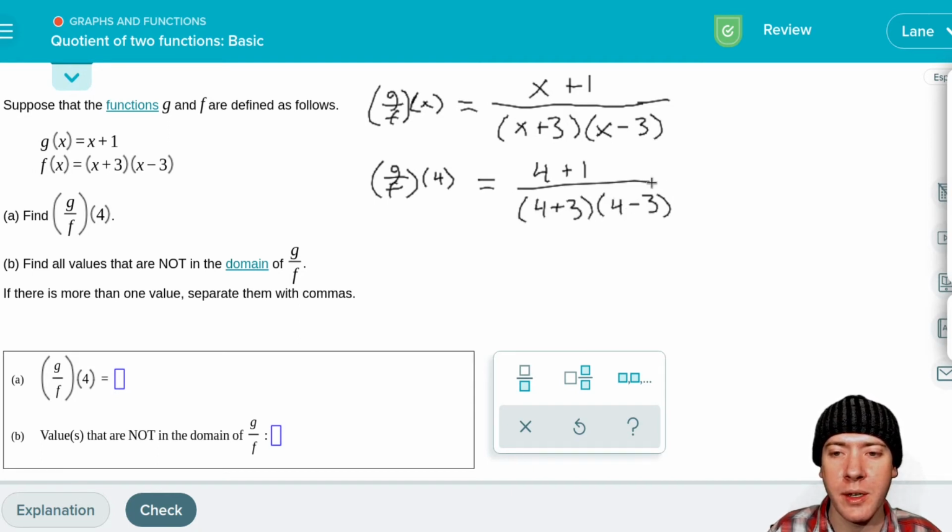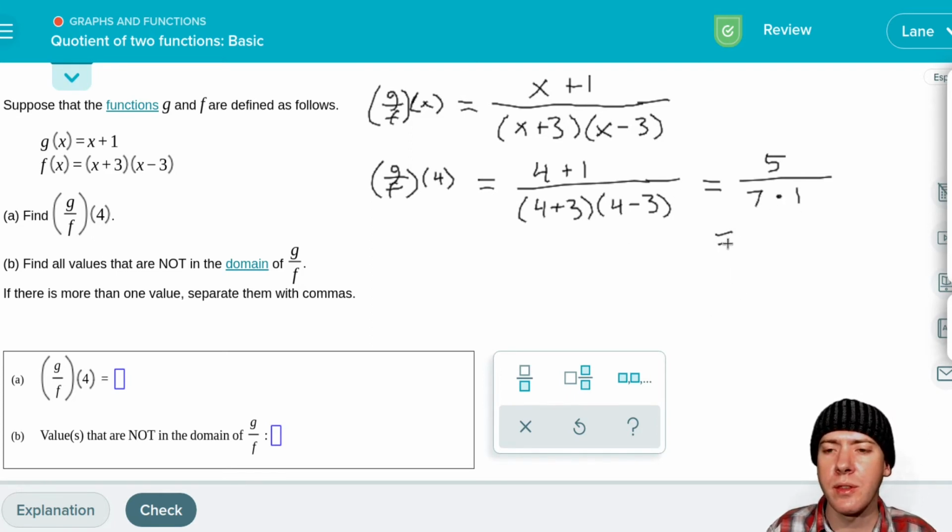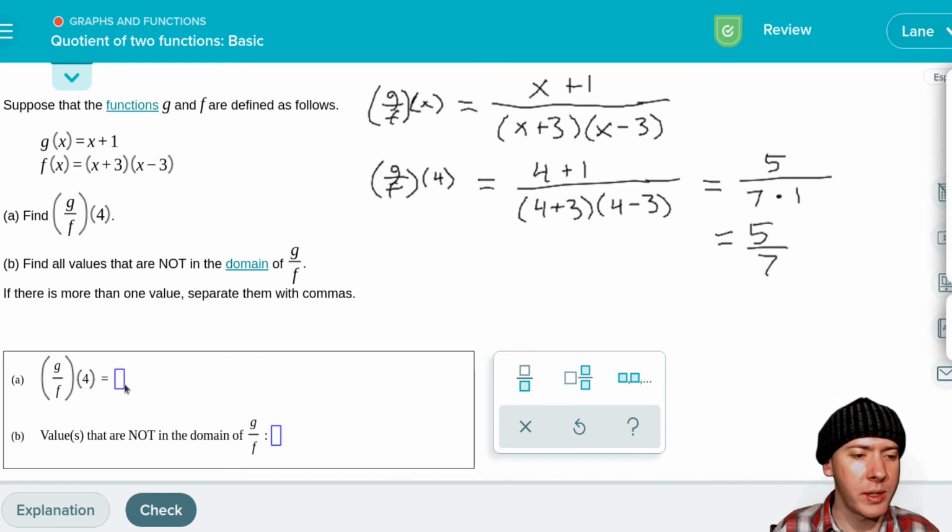And let's work out what that is real quick. 4 plus 1 is 5, right? On the bottom, we're going to have 7. 7 times 4 minus 3 is 1. 7 times 1. So our first answer should just be 5 divided by 7. Let's go ahead and put that in.